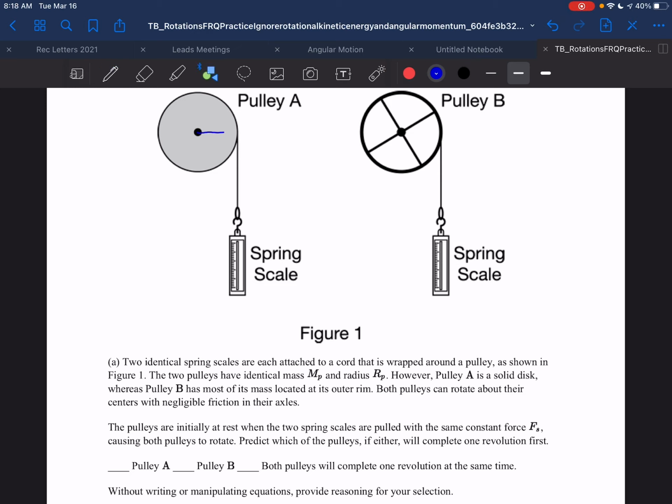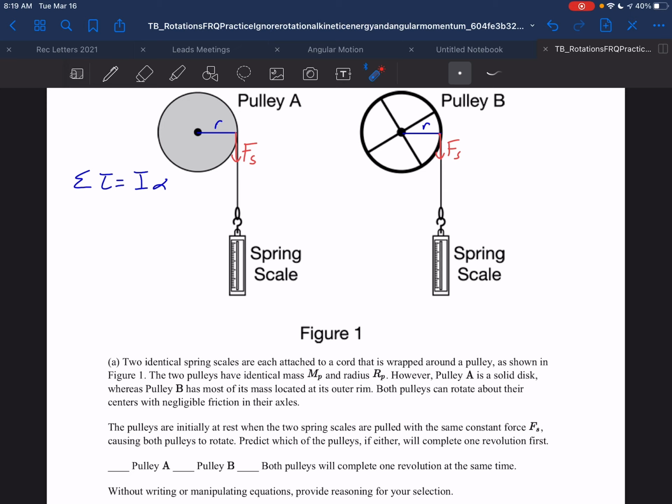First off, both of these pulleys have the same amount of torque because they both have the same amount of force pulling down, equal to Fs, and they both have the same radius value. So for both of these pulleys, the net torque is the same. If we want to compare them, whichever one has a higher angular acceleration is the one that will complete a revolution first.